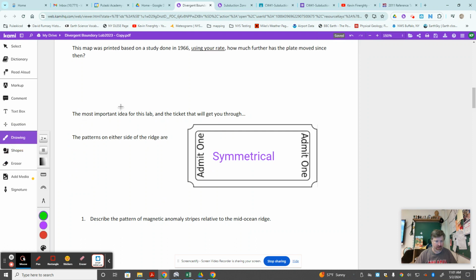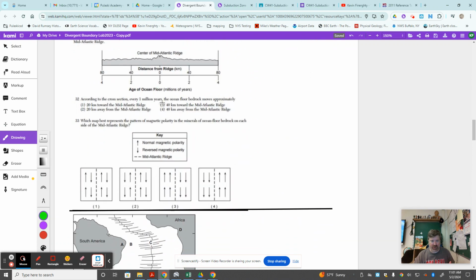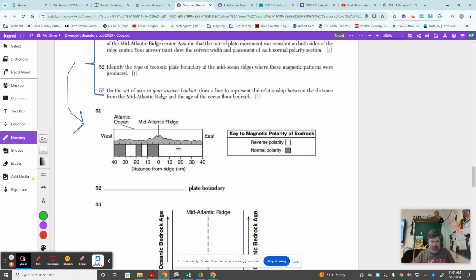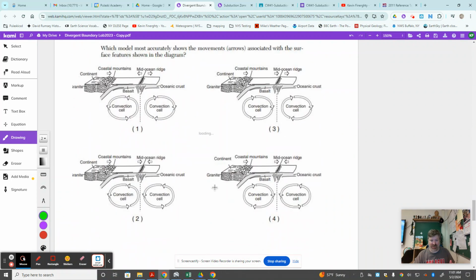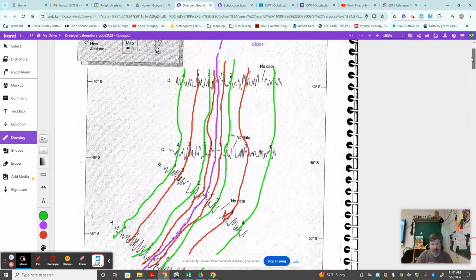That is the most important idea for this lab, is that there's a symmetry on either side of the ridge. The patterns on either side of the ridge are symmetrical. You get that down, you're going to be fine. This question deals with it. That one does. It's all symmetry, symmetry, symmetry, symmetry. They're symmetrical on either side of the ridge.